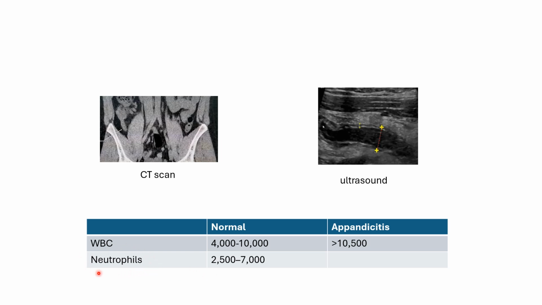Another thing that usually increases in a patient with appendicitis is the amount of neutrophils. Neutrophils always tell us there is an infection happening in the body, and the normal level is about 2,500 to 7,000, which increases in a patient with appendicitis. About 75% more increase in the level of neutrophils you would see in this patient.